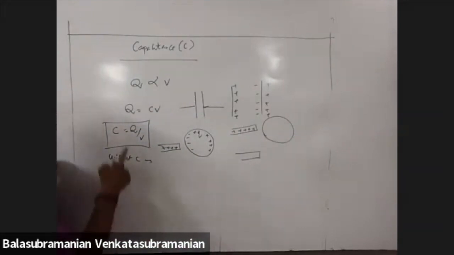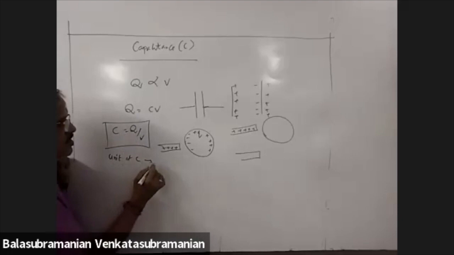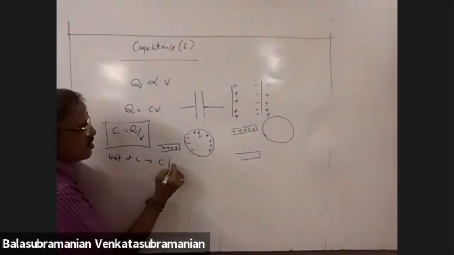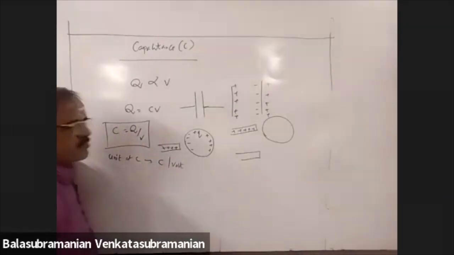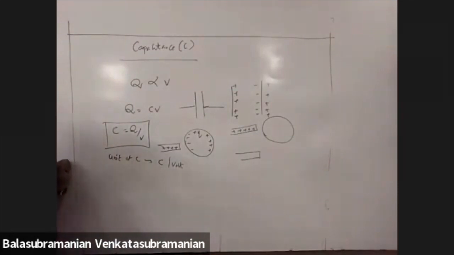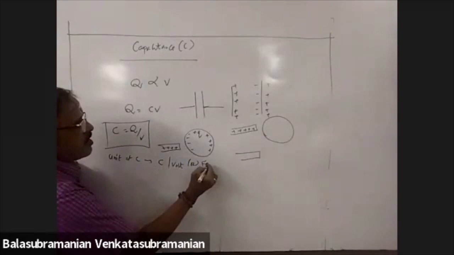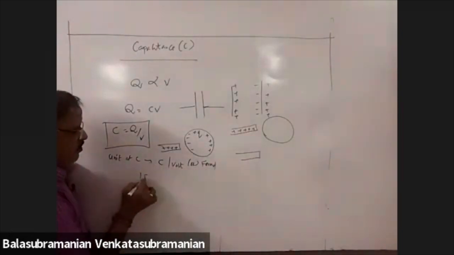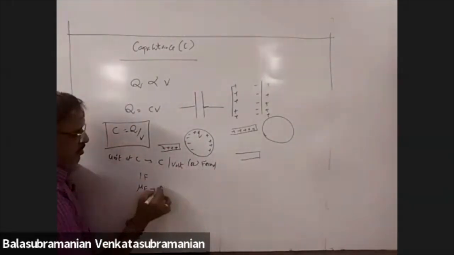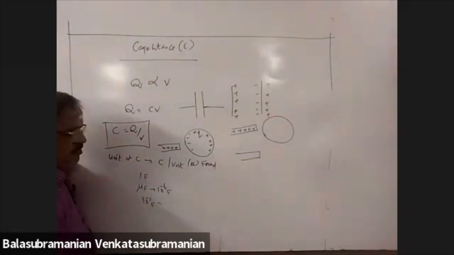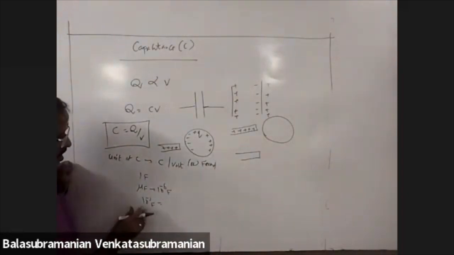What is the unit of C? Charge by potential, coulomb per volt. Another name for coulomb per volt is farad. 1 farad. Microfarad means 10 power minus 6 farad, and 10 power minus 3 farad is millifarad.